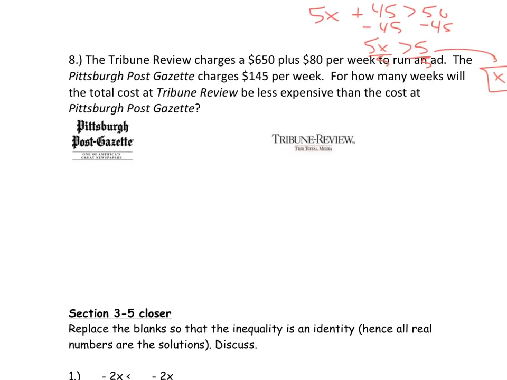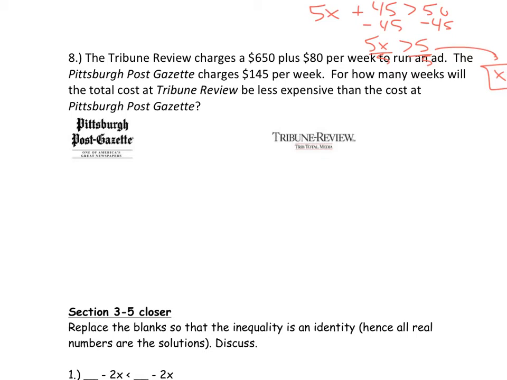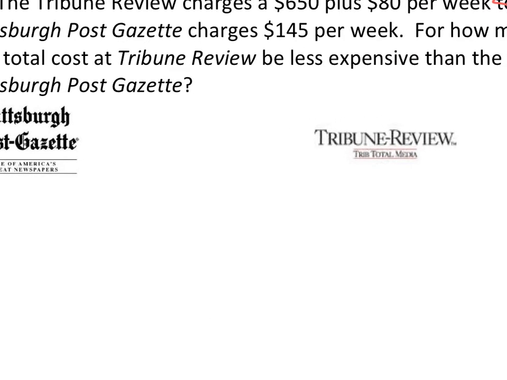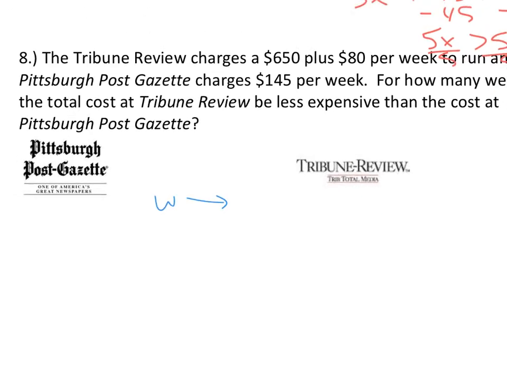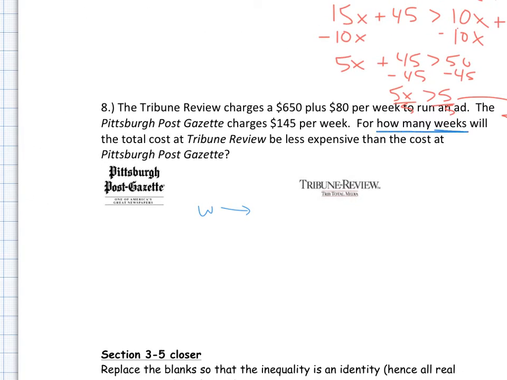Okay, Trib Review charges $6.50 plus $80 per week to run an ad. And the Post-Gazette just charges $145 a week. How many weeks will the cost at the Review be less expensive than the cost at the Post-Gazette? So think about the unknown here. We're going to call it W. Notice it says, how many weeks?